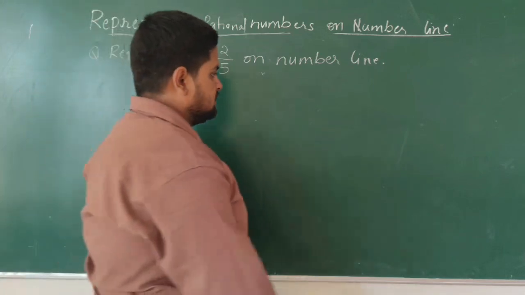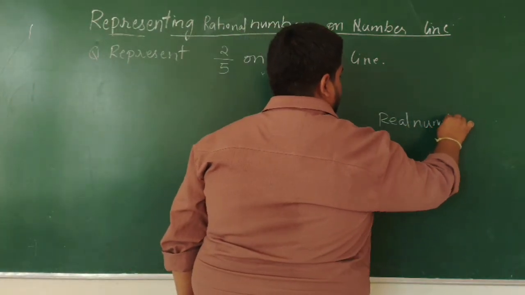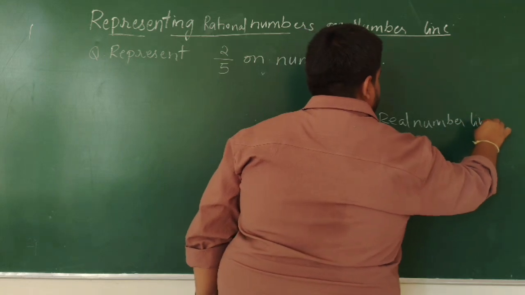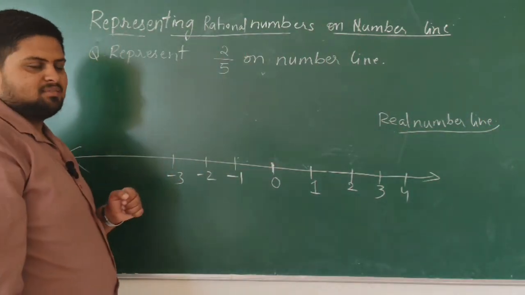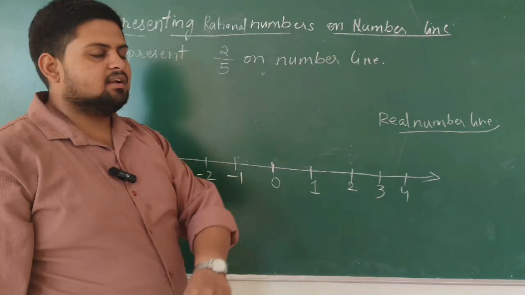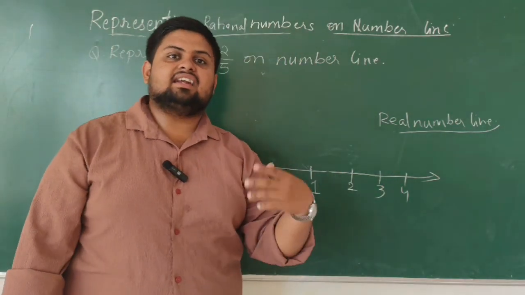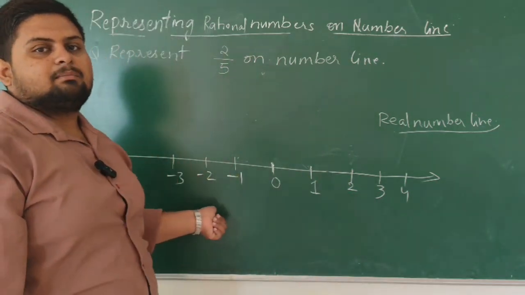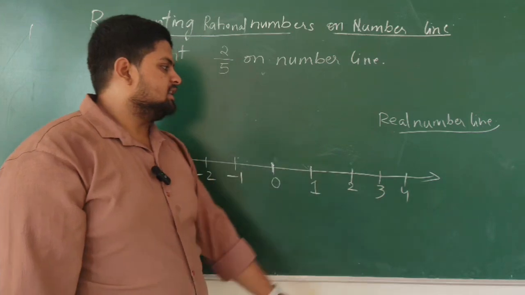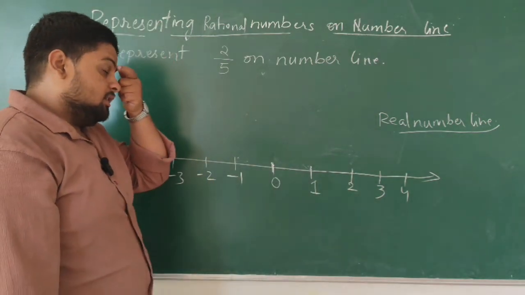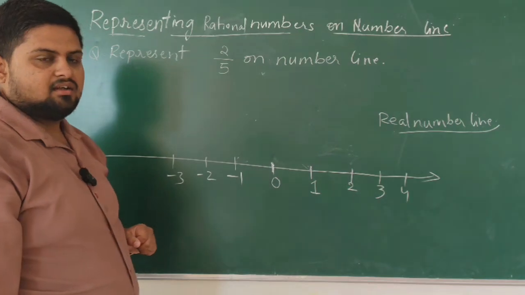Everyone knows the real number line, yes or no? How does a number line look like? This is called a real number line. Why is this called a real number line? Because all the real numbers, both rational and irrational numbers, can be represented on this line. So we call this a real number line. Now let us try to represent the rational number 2 by 5 on this number line.